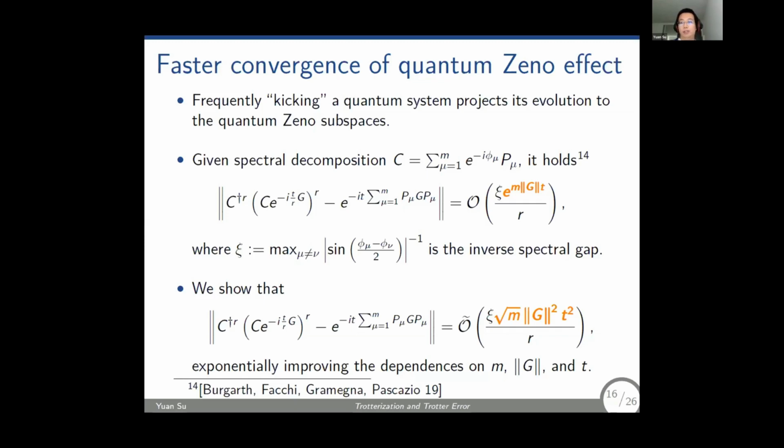But what we are able to show in our paper is that you actually have a significantly better error bound, which only scales polynomially in terms of these three parameters. So we have some exponentially improved error bounds for quantum Zeno effects. And using that, we can have a faster quantum simulation by using symmetry projection.